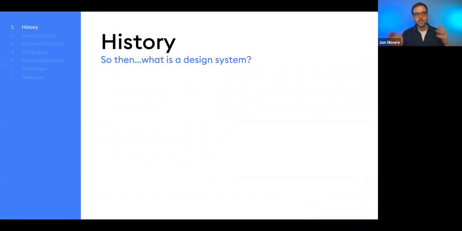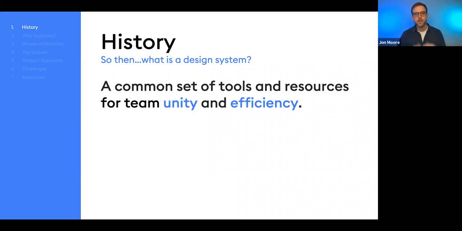Well, there are a bunch of different definitions, and of course, there are all kinds of arguments as to what they are and what they aren't and things like that. So I kind of want to take it up a level and just be as generic as I could find possible with it still being useful. And I really think of a design system as a common set of tools and resources for team unity and efficiency. And I'm going to go through a list of words that I think really come to mind when I think of what a design system is.